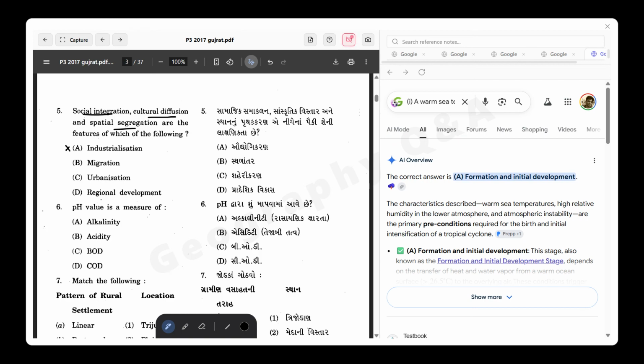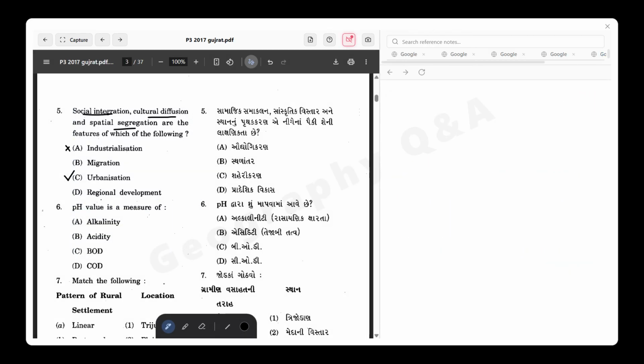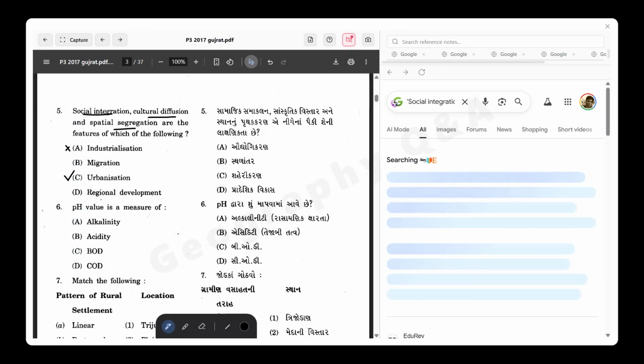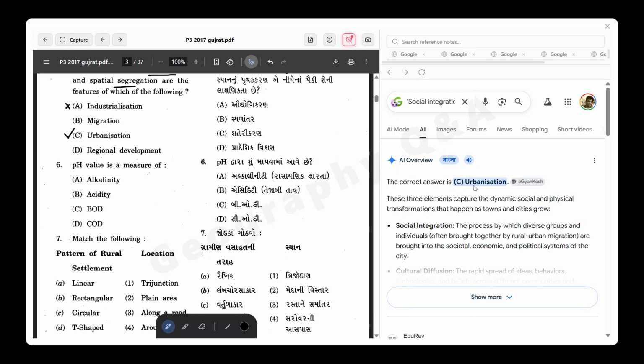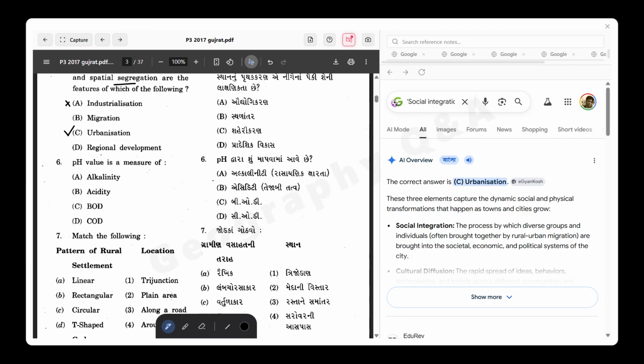Social integration and cultural diffusion mean a mixture of cultures. So urbanization may be the answer. Let's check it with the information available online. So urbanization is the correct answer. What I guessed is correct.